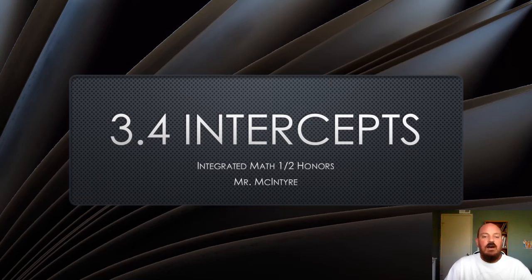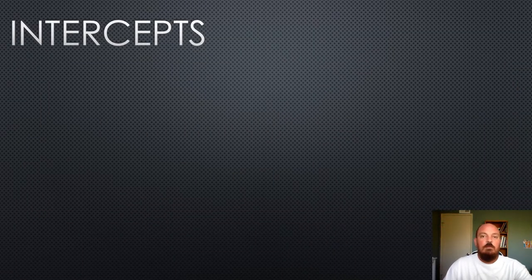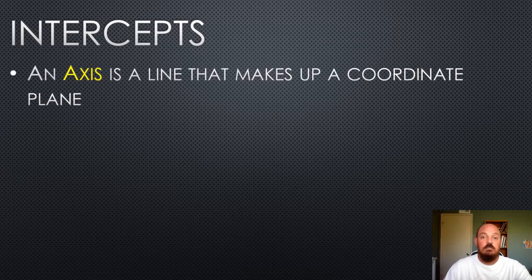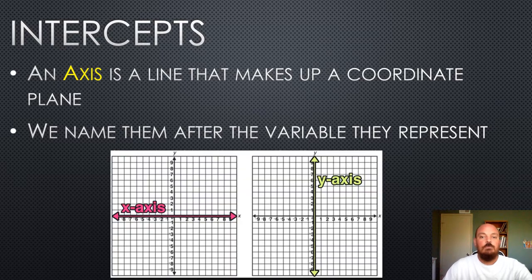Hi everyone, this is 3.4 and today we're going to talk about a graph's intercepts. And before we do that, let's talk about the x and y axis. So when you're plotting points in what we call a coordinate plane, you always start with the x-axis and the y-axis.